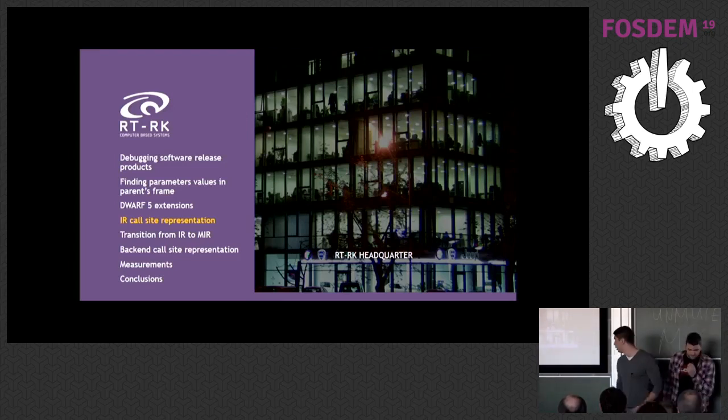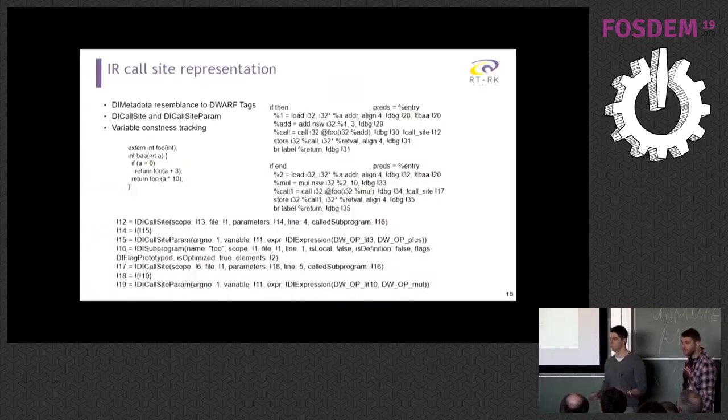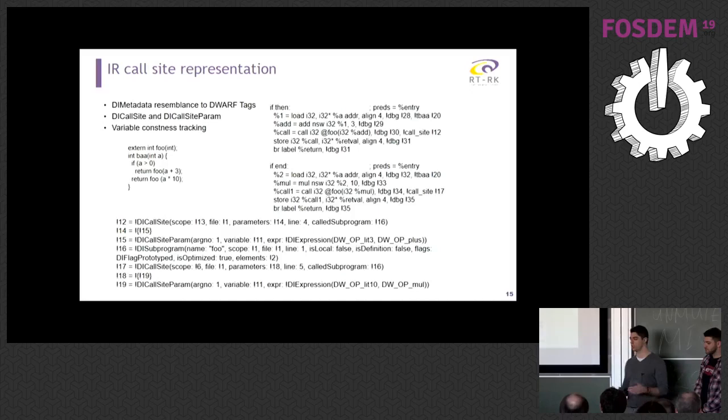Hello everyone. I will present the entities that we introduce on the IR and machine IR level in order to carry information about call sites through the compilation process. I will also introduce some of the concerns that we have about certain parts of the implementation. How many of you are familiar with debug info metadata in LLVM? Basically, I will explain it briefly. It is inspired by DWARF tags, and it is used to represent source entities such as files, functions, lines, lexical blocks, variables, etc.